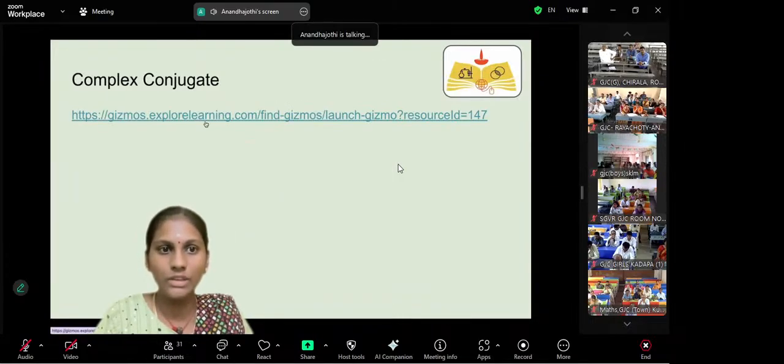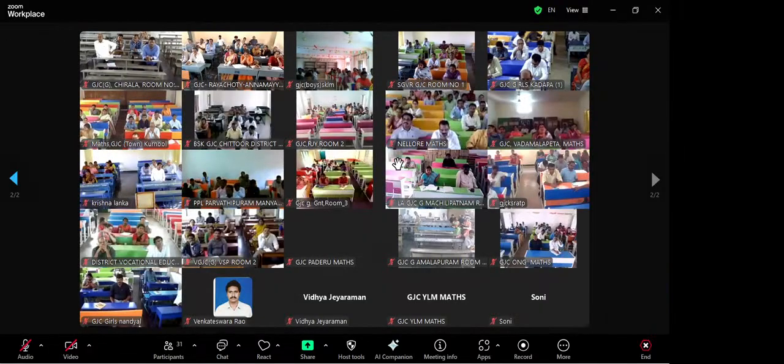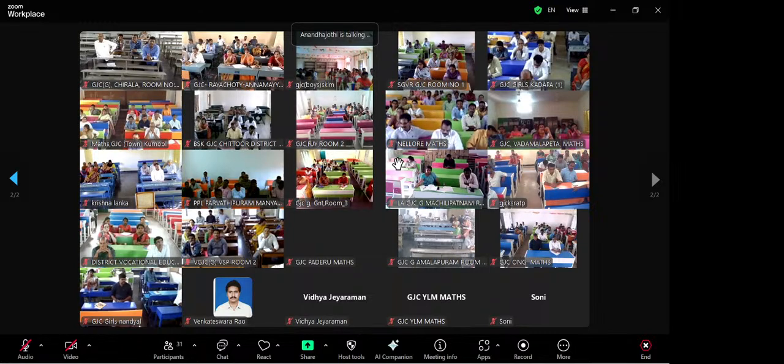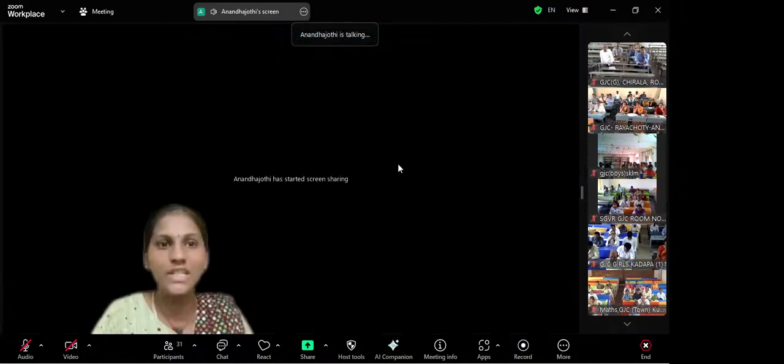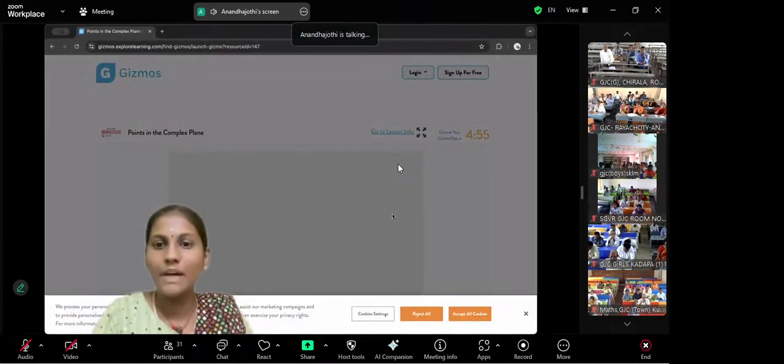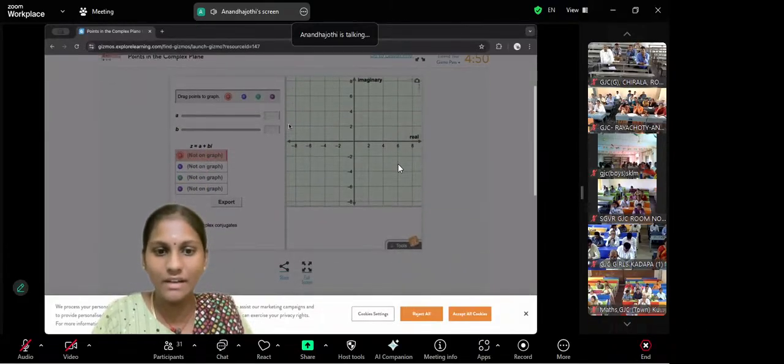So the next thing is complex conjugate. So we all know about complex numbers, but we never imagine a complex number. How will it work? We can easily say a complex number contains one real part and one imaginary part, but we never showed our students how it looks.